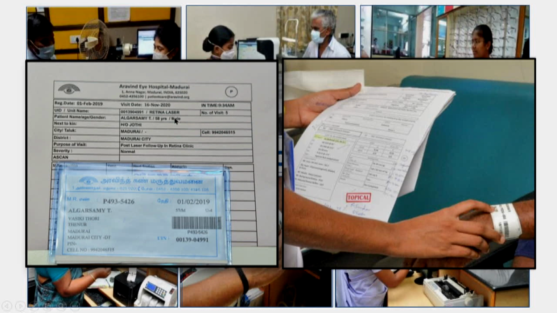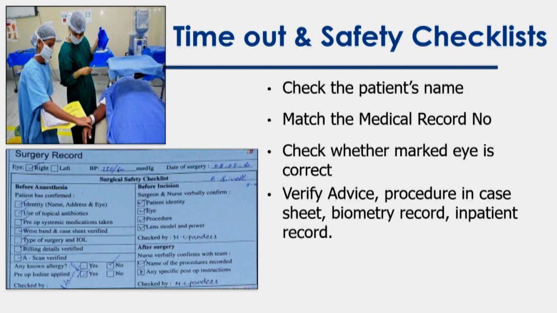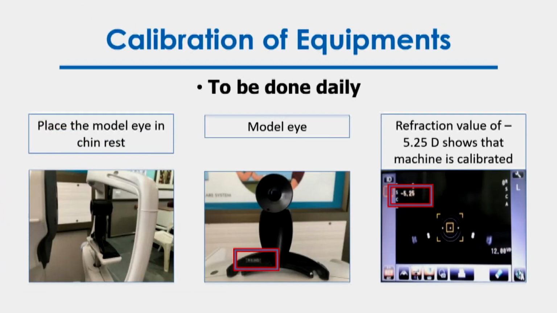So this is what I've showed. This is a route card. They have to check whether the route card matches with the ID, and whether both of these match with the EMR which they open. And again, for the inpatient, they always check the name and also check the ID with the wristband. And again, the timeout and the safety checklist becomes very important. As I mentioned earlier, check the patient's name, match the medical record number, check whether the marked eye is correct, all of that. So all this we put in place.